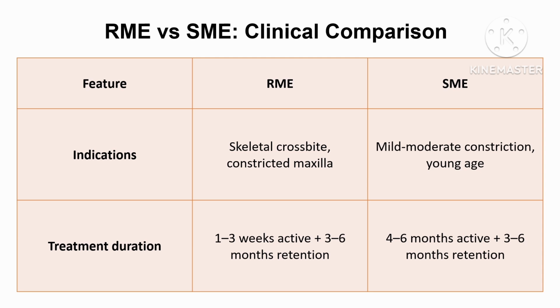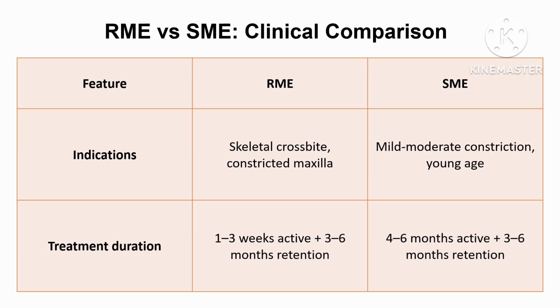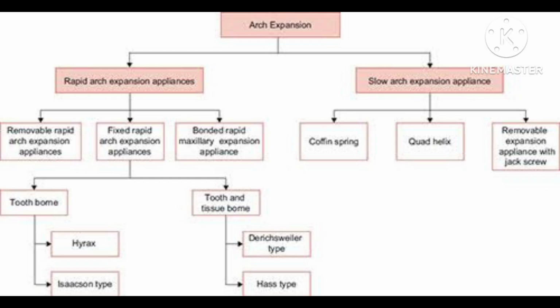SME, on the other hand, uses a gentler activation rate of around 0.25 mm every other day, taking 2 to 3 months to achieve expansion. It produces more dentoalveolar tipping and less skeletal changes, making it ideal for mild to moderate constriction, especially in younger children, with appliances like quad helix, W arch, or removable plates.